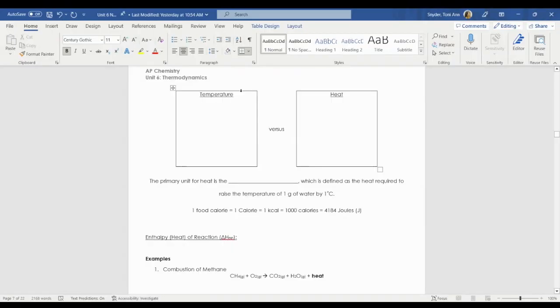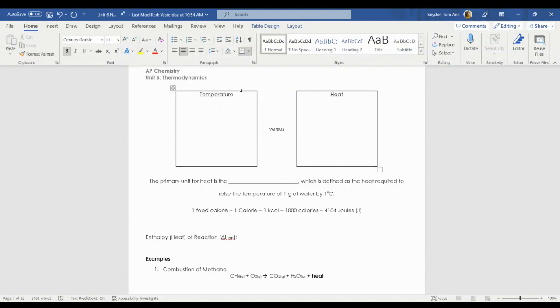Everybody, and welcome to our next video in Thermo, our Unit 6, which is going to be about temperature versus heat, and we're going to get into a little bit of stoichiometry with thermochemical equations, as well as heat of solution. Anyway, before we get into that, I want us to differentiate temperature versus heat.